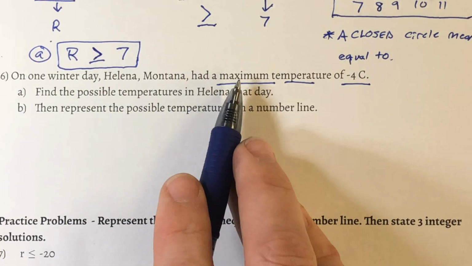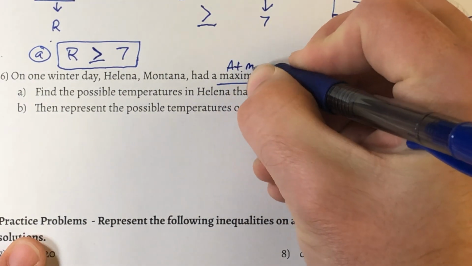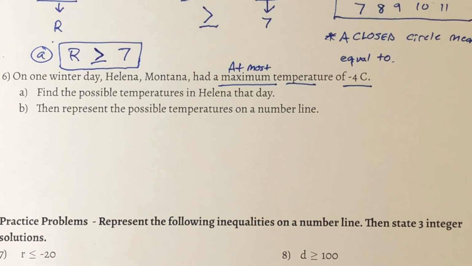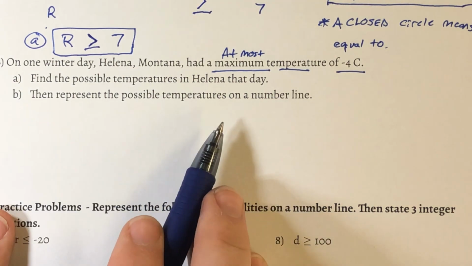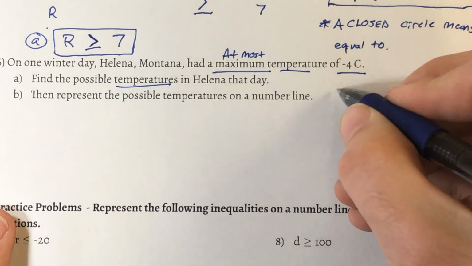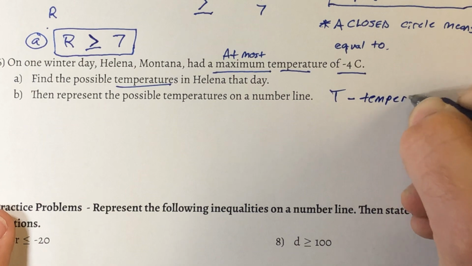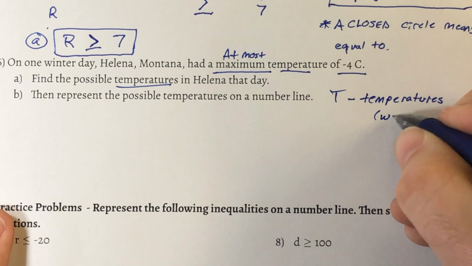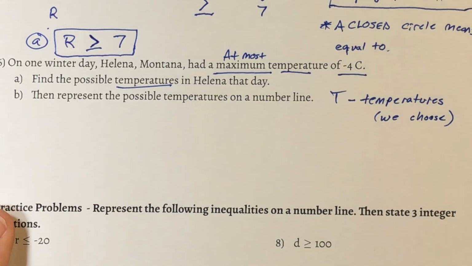So first, let's discuss this word right here, maximum. Maximum means at most. Do not go past. That's what it could be, at most. Next, we'll realize that it doesn't give us a letter to use. So I want the possible temperatures, so I need a letter for it. We're just going to use capital T for temperatures. And again, I'm going to note that we are choosing this letter. It does not tell us.